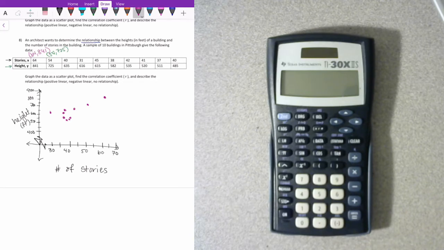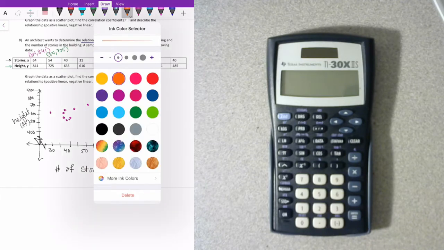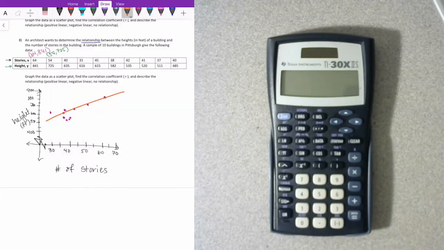Okay? So it kind of seems like there is a positive linear relationship, meaning it kind of seems like we have a line that could go up this way that kind of predicts our data. It is kind of predictable. The data is kind of following a trend, a bit of a line. So my guess would be a positive linear relationship.